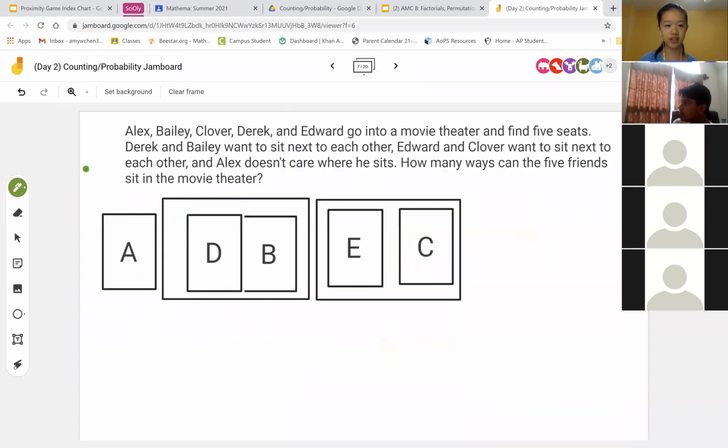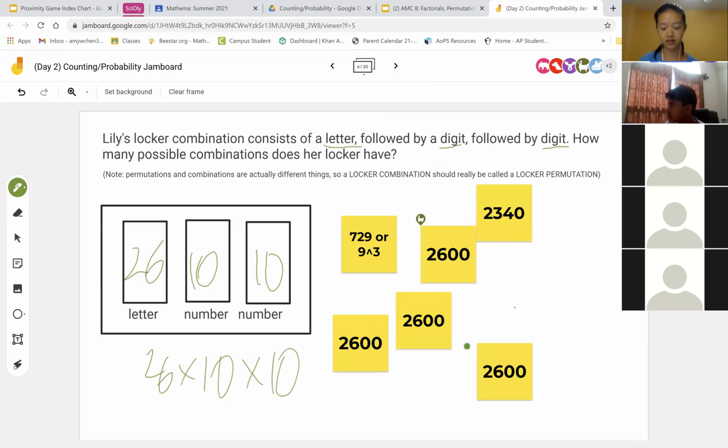This question, I thought it was 3 numbers, not a letter and then 2 numbers. Wait, could you say it again? I thought it was 3 numbers. Oh, okay. That's all right. Just make sure to read the question carefully.